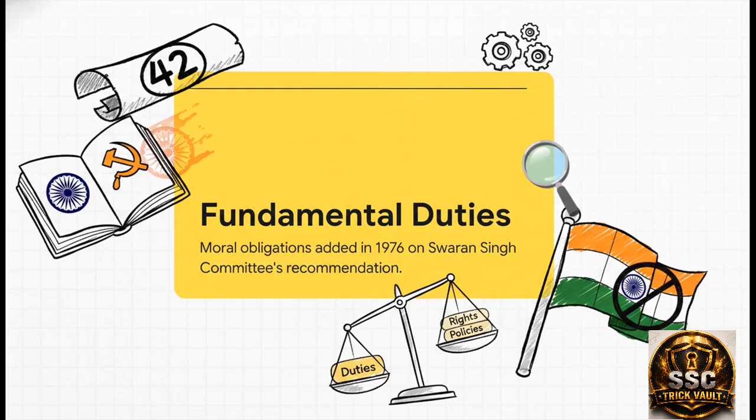Inspired by the USSR's Constitution, these fundamental duties were actually added during the 1976 emergency via the 42nd Amendment. The Swaran Singh Committee recommended these moral obligations to make sure citizens were actively pulling their weight in upholding the nation's culture and integrity. And just like the DPSPs, these are non-justiciable. You won't automatically go to jail for ignoring them. The Parliament can absolutely pass specific laws to enforce them, like, say, laws against disrespecting the national flag.